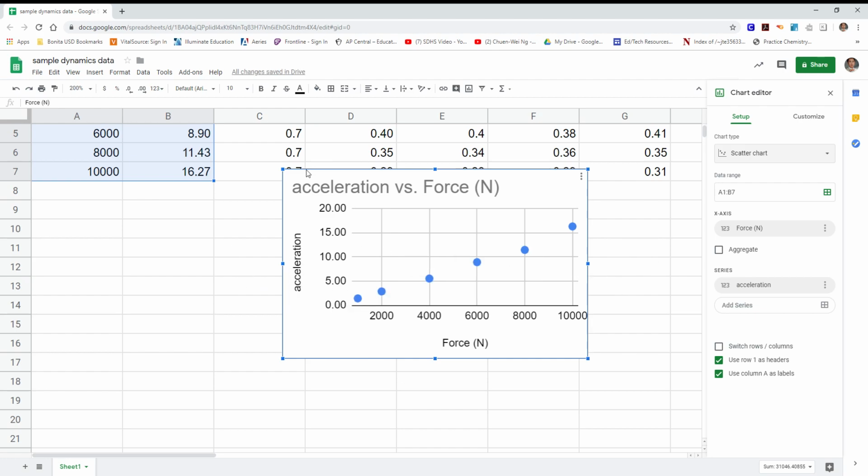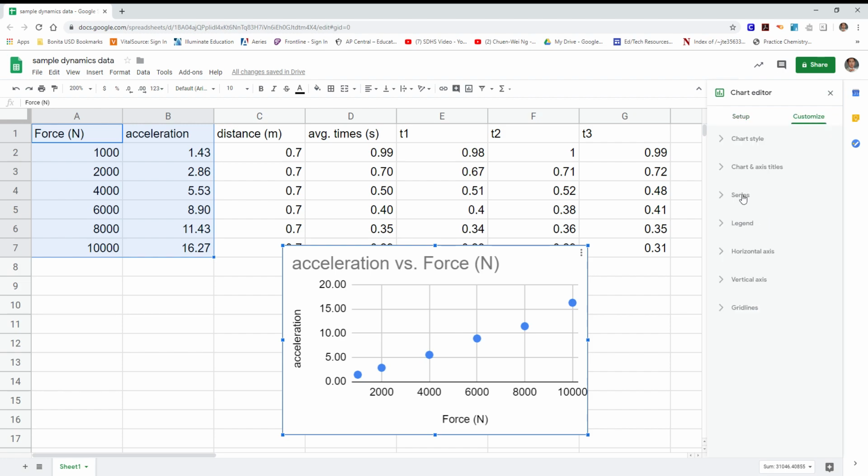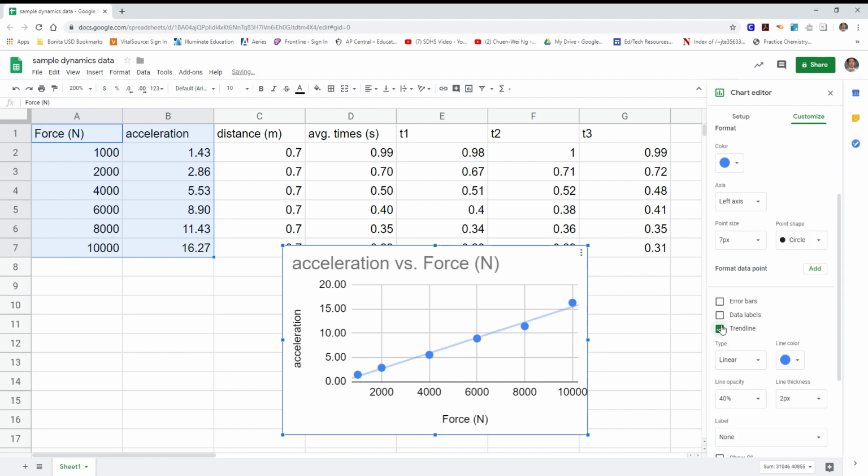And then notice that because I already had my tables well organized, I have a y-axis, I have an x-axis, I have a title. All I need now is a trend line. To do that, I'm going to go to customize. I'm going to go down to my series, scroll down, add a trend line, boom, a nice linear relationship between acceleration and force. And if you find the slope of this, you're going to find that it's going to be the mass of your total system. Good?